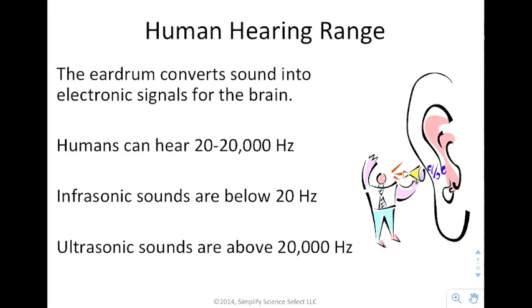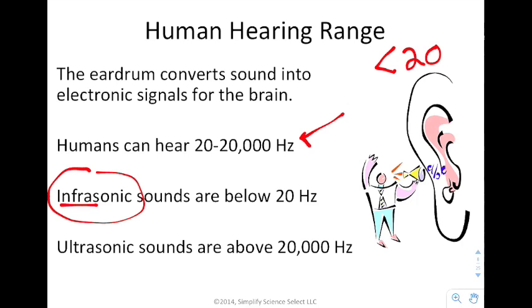Humans can hear sounds that produce between 20 and 20,000 hertz, and we'll actually talk about this a little bit more later. But humans can hear 20 to 20,000 hertz. Anything that is below 20 hertz is outside the range of human hearing, and therefore is called infrasonic. The term infra means below. Anything that's above 20,000 hertz has too high of a frequency, and we'll talk about that later.